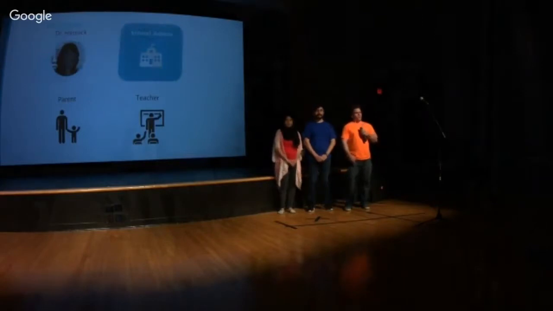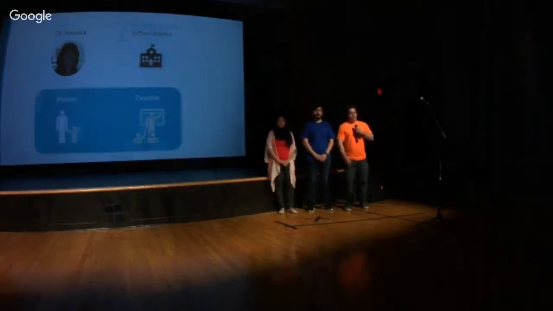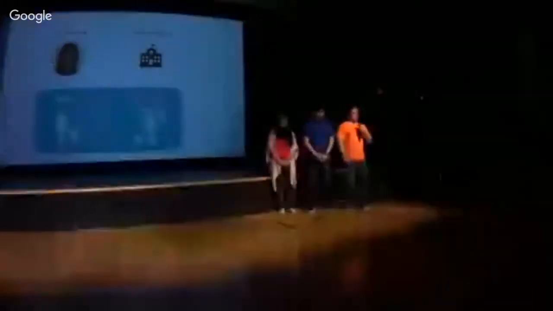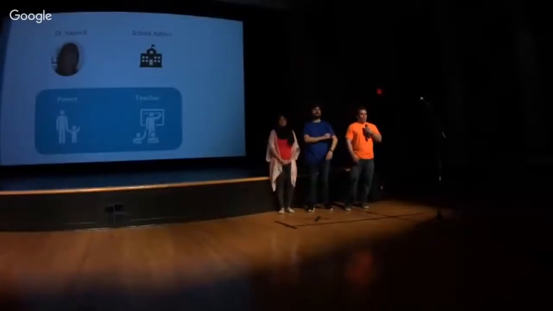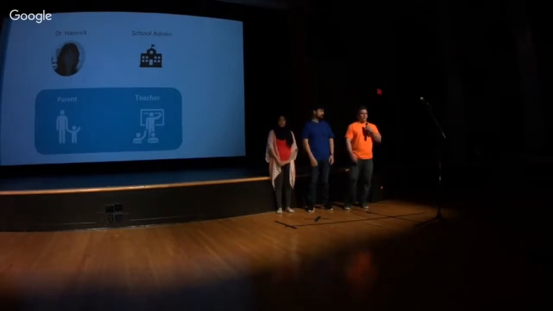Second is the school administrator. The school administrator is a faculty member at a school where Dr. Hassrick is conducting her research. They are responsible for pairing the students to the teachers that they work with throughout the school day. Lastly, parents and teachers make up our 2 main user groups. They generate the majority of the data used in Dr. Hassrick's research. We'll come back to talk more about these user types a little bit later, but first we'll talk about our design process.